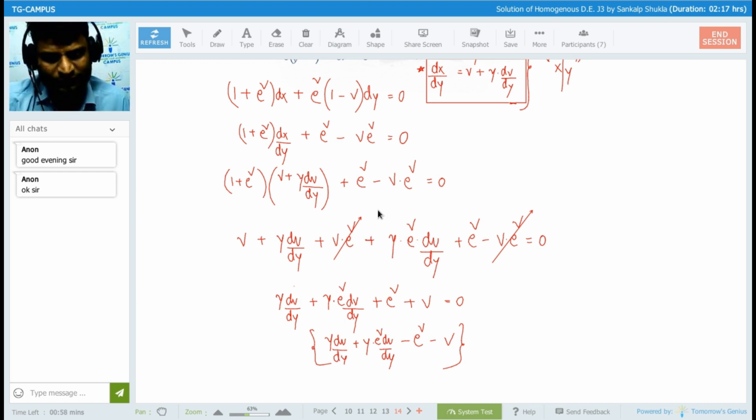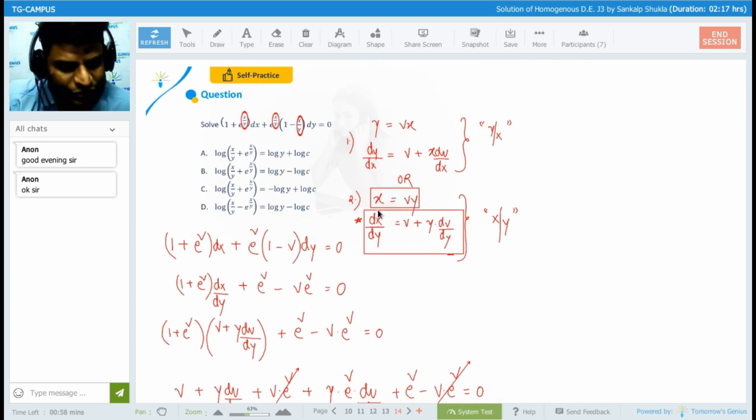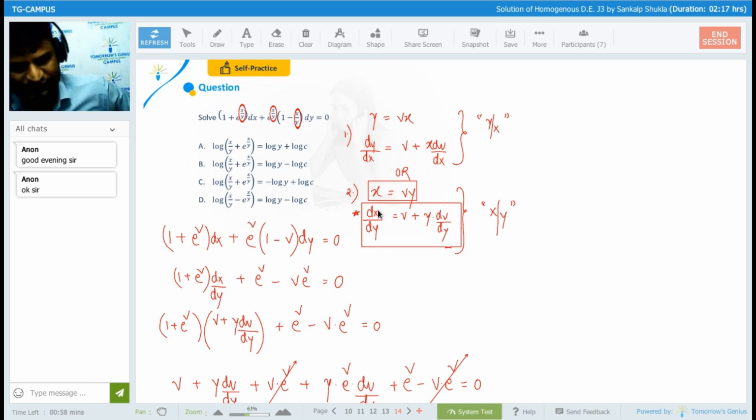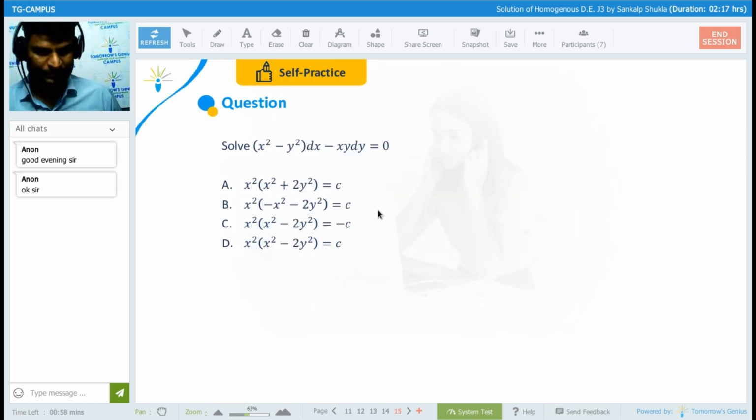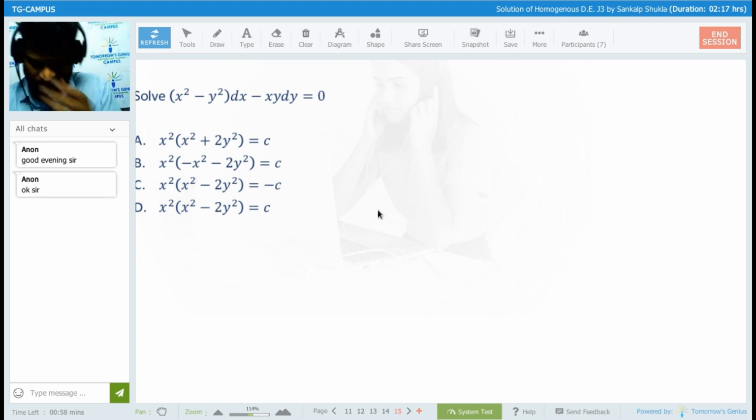Everybody got this? Completed this part? See, these are the substitutions that will make your question easy. That will take less time to complete. Alright, try this one also. Try this and let me know the answer in the chat.